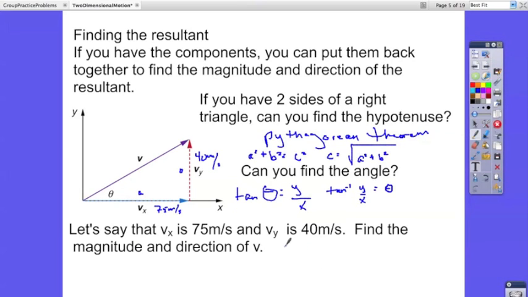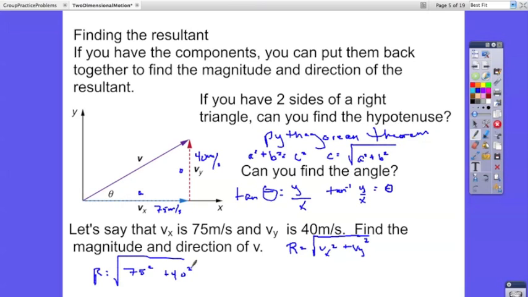So if I need the length of the side, okay, I'm going to rewrite the Pythagorean theorem using meaningful letters. We're finding the resultant, so we call the magnitude of the resultant r. And we have the x side and the y side. So instead of a squared and b squared, we're going to say the magnitude of the resultant is the square root of vx squared plus vy squared. Same Pythagorean theorem, just with meaningful letters and not ABC. Okay, so the resultant is the square root of 75 squared plus 40 squared.